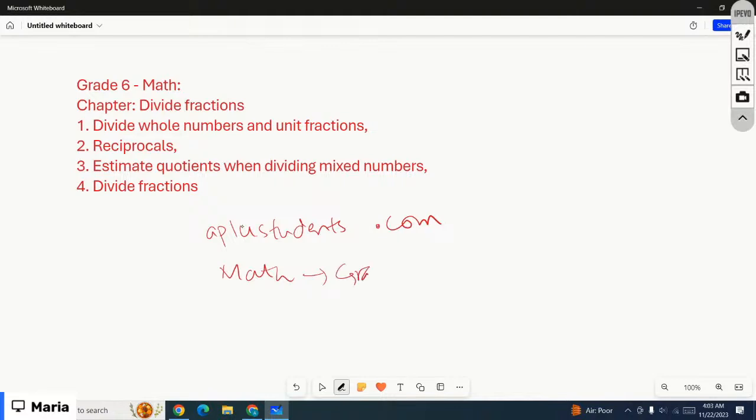Scroll down to grade 6 and then click on view all lessons. There you can find a list of the chapters. We're going to start with the chapter divide fractions, and the lessons we're going to cover from the chapter are divide whole numbers and unit fractions, the reciprocals, estimate quotients when dividing mixed numbers, and divide fractions.